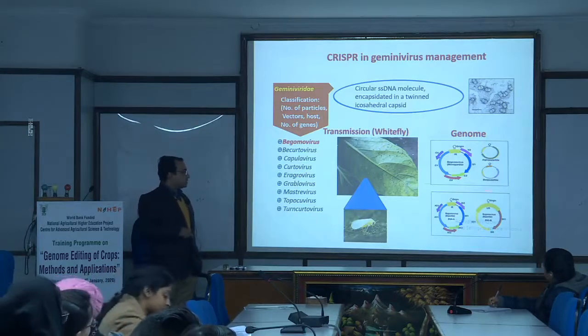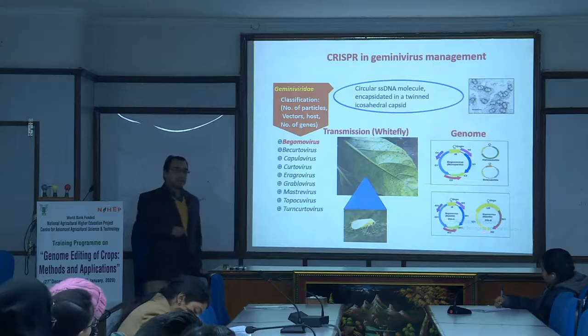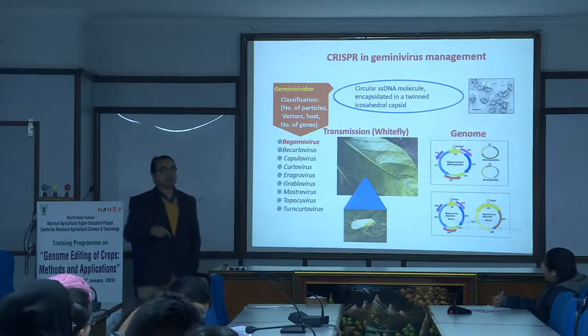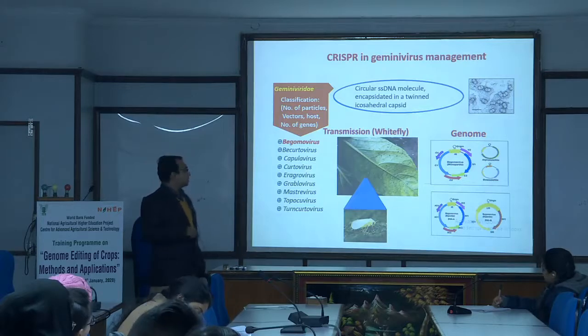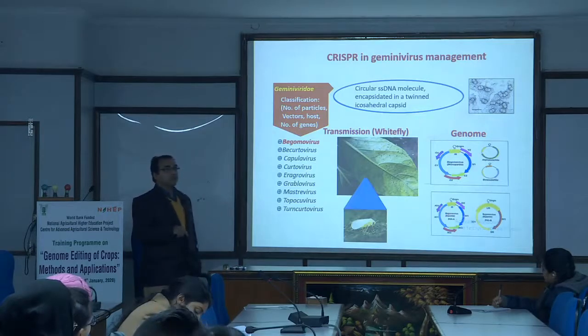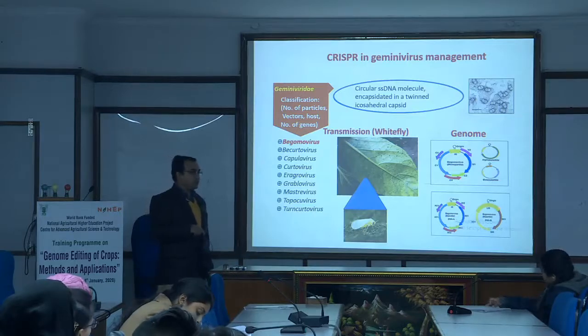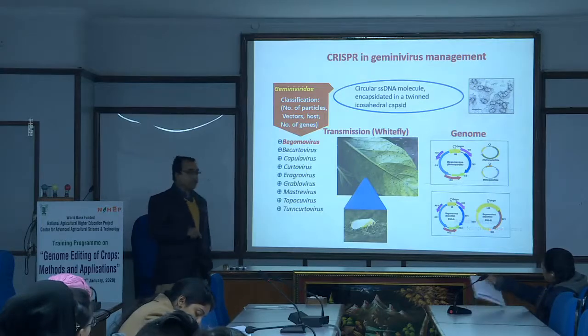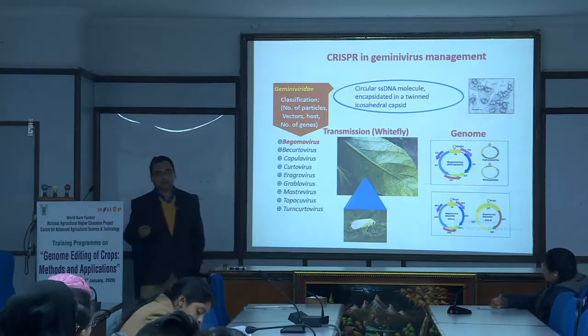And there are the bipartite begomoviruses, which are mainly present in New World countries but are also present in Old World countries. They have two different genomic components, DNA A and DNA B. DNA A is mainly responsible for replication and encapsulation of the virus, and DNA B is responsible for movement of the virus.